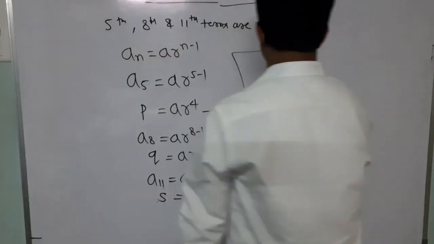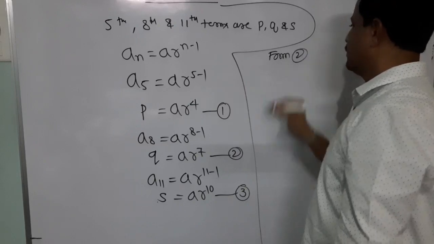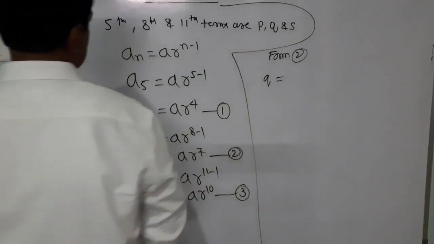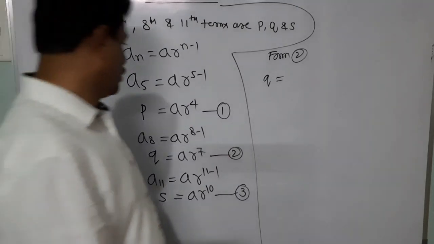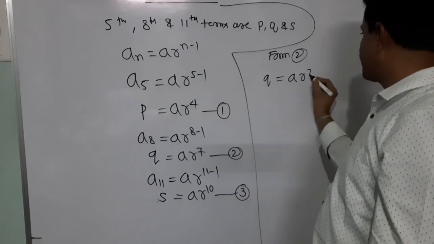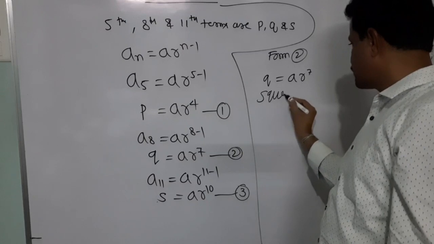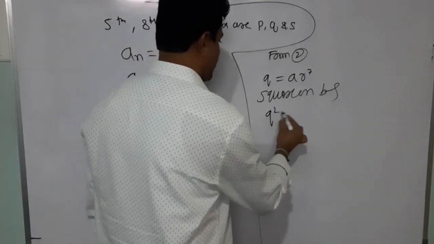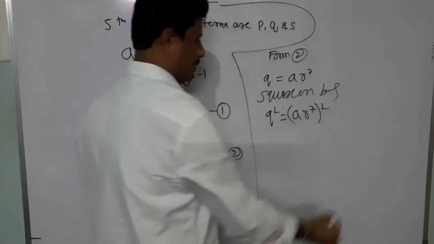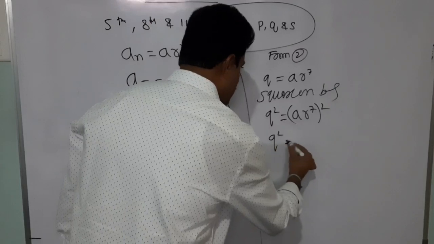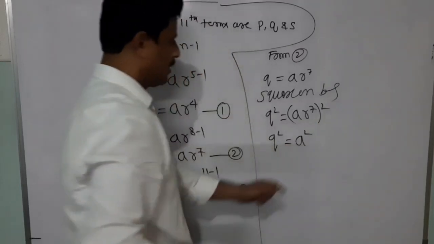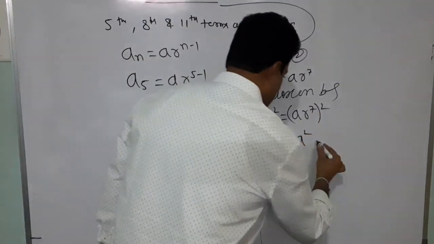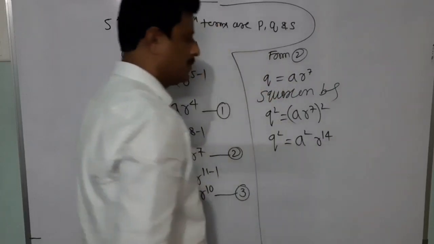Now from equation 2. Which was equation 2? Look, Q is equal to, what have they asked you to prove? Show that Q square is equal to PS. That's why I am taking equation 2. So Q is equal to a into r to the power of 7. Square on both sides. When we square, Q square is equal to ar to the power of 7 whole square. So Q square is equal to a square, r to the power of 7 whole square. a to the power of m whole to the power of n is a to the power of mn. So what happens? r to the power of 7 twos are 14.